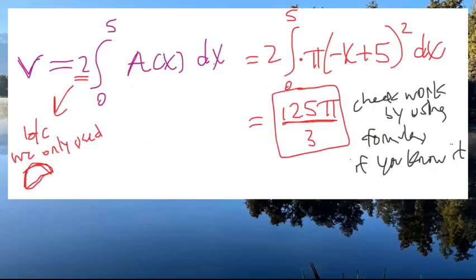I don't know what happened with that, but sorry, it's not there. But what you would end up having to do is FOIL this out, which is really annoying. And then you can FOIL that out, and then you take the antiderivative, and once you plugged it into this thing, you would have gotten 125 pi over 3. And if you do know the formula, that's how you can check your work.